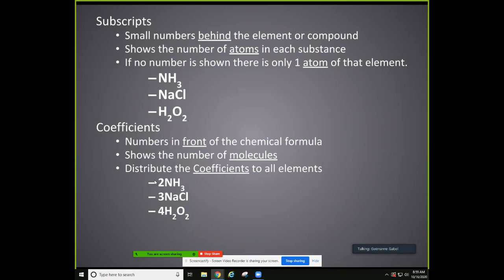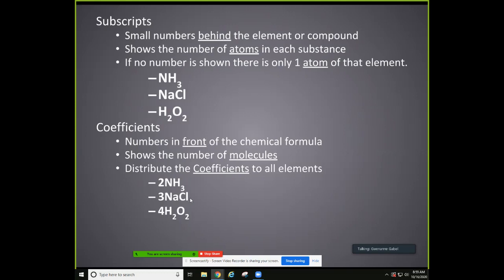And then for coefficients, it's the big number in the front of the formula, and it applies to the entire formula because it shows you the number of molecules. So you have to distribute your coefficient to all elements. So this 2 gets distributed to the nitrogen and to the hydrogen. So now for this example, since we have 2 molecules of this, there are 8 total atoms, okay? Because you have 2 nitrogens, and then 2 times 3 means we have 6 hydrogens. So there are 8 total.